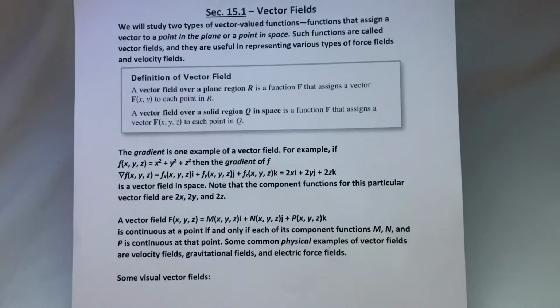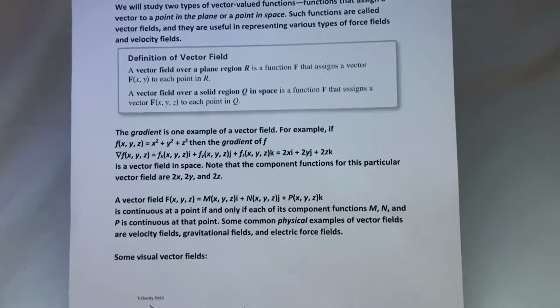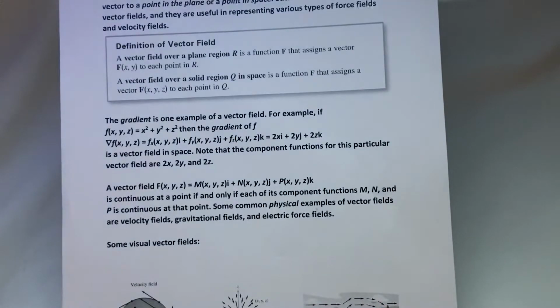So if you're at, say, (2, 4), it'll be a little bit different than if you're at (0, 3), for example, most of the time. One example of a vector field could be the gradient. For example, for the function x squared plus y squared plus z squared, the gradient is the x partial plus the y partial plus the z partial: 2xi plus 2yj plus 2zk. This is a vector field in space because the vector is going to change depending on what x, y, and z are.